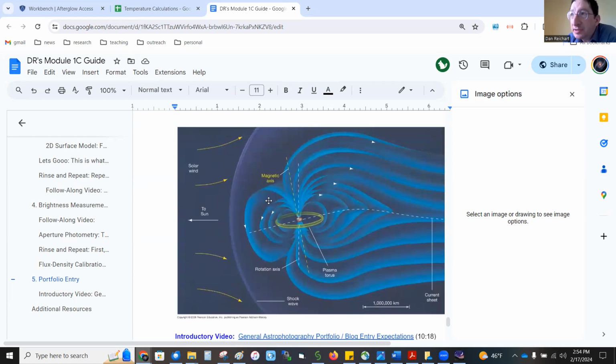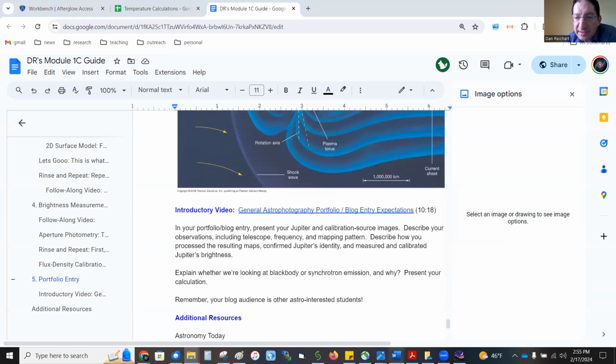Here's a diagram closer in of Jupiter's magnetic field. Again, charged particles come from the sun. Some of those get trapped in the magnetic field, spiral around the field lines, making radio emission. There's a second source of radio emission as well, and that is the Io plasma torus. Io, Jupiter's innermost moon, orbits within the magnetic field, and it's a volcanic moon. And from its volcanoes, it's spewing out charges. It then gets stuck in the magnetic field, again, making synchrotron radiation. In fact, I'm going to show you a video.